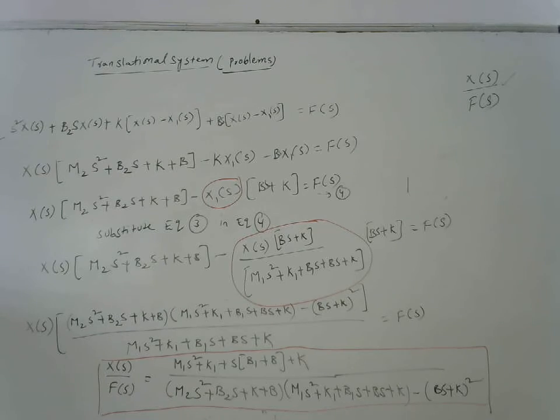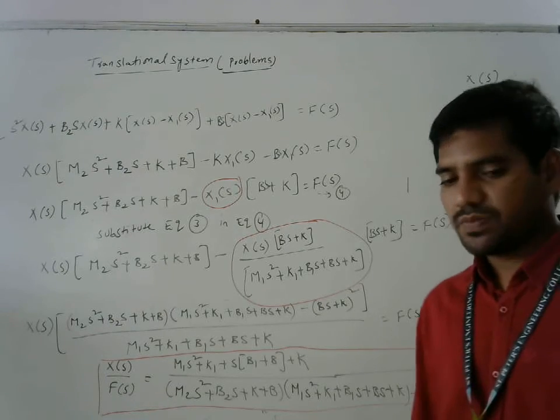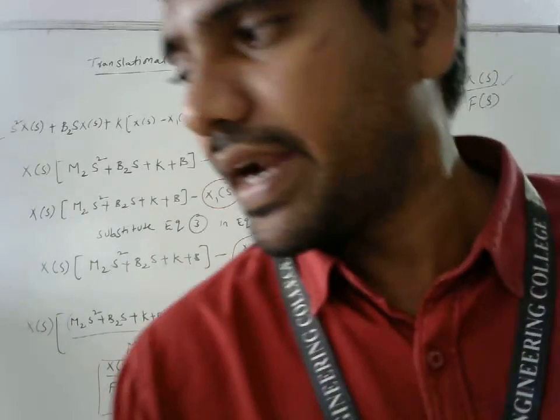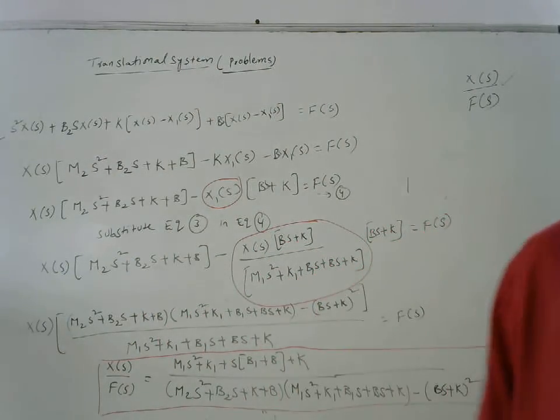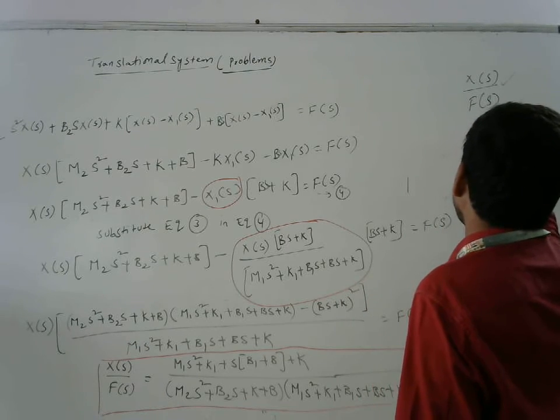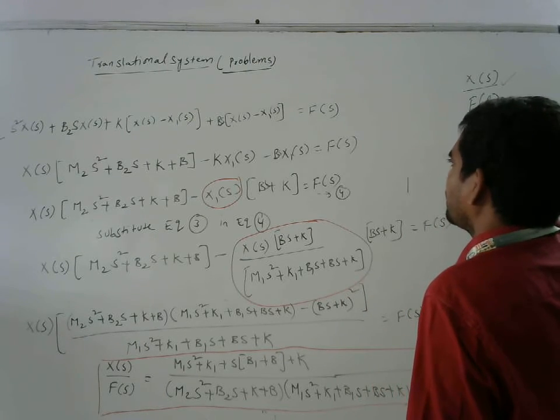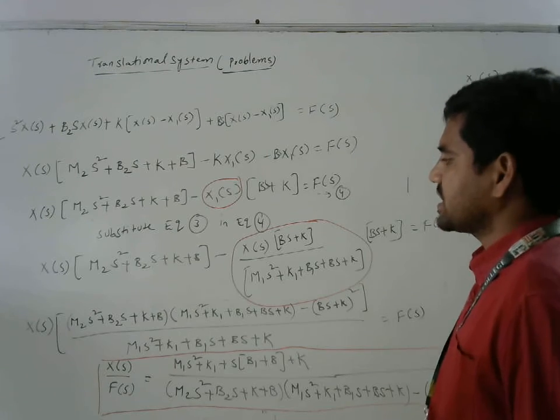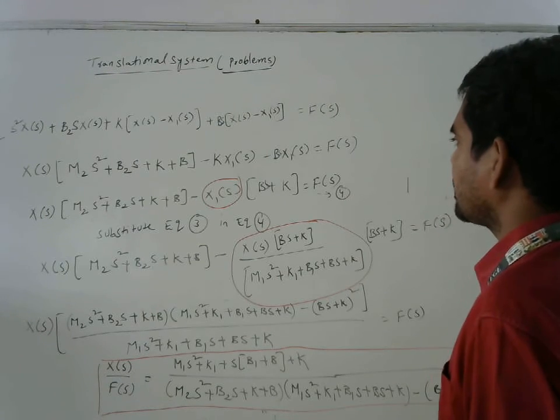I think it is clear. X of s by f of s value, and how you are going to find it out? Similarly, if you want to find x1 of s by f of s, how are we going to find it out? You check from which equation we are going to get the x1 of s value.